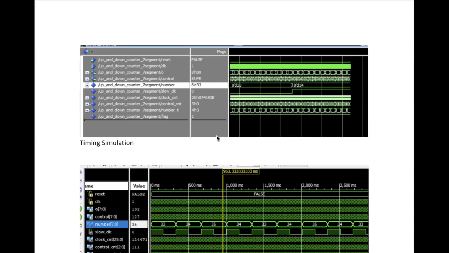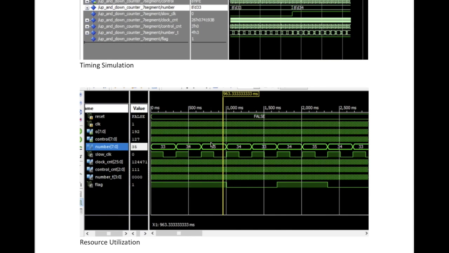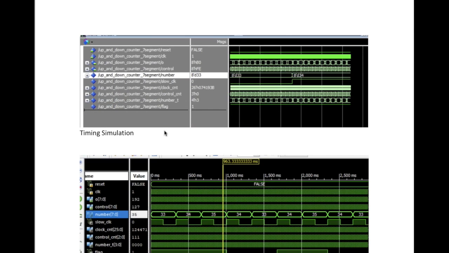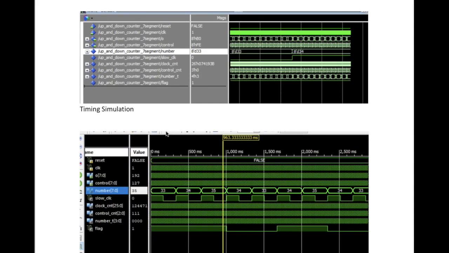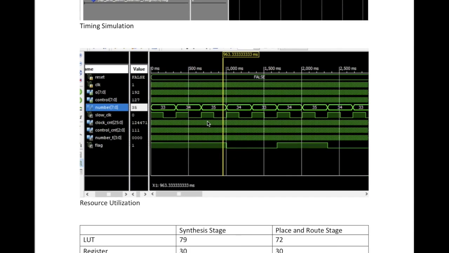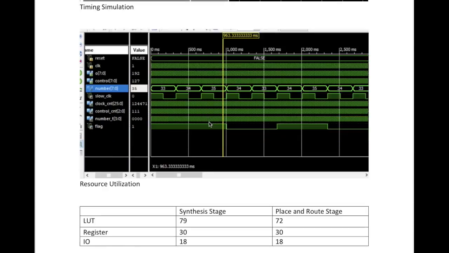And this is my functional simulation. Because the slow clock is really slow, I cannot see the delay in the timing simulation. You can see the functional simulation and timing simulation are pretty much the same, because they're pretty slow, since human eyes can capture the change.